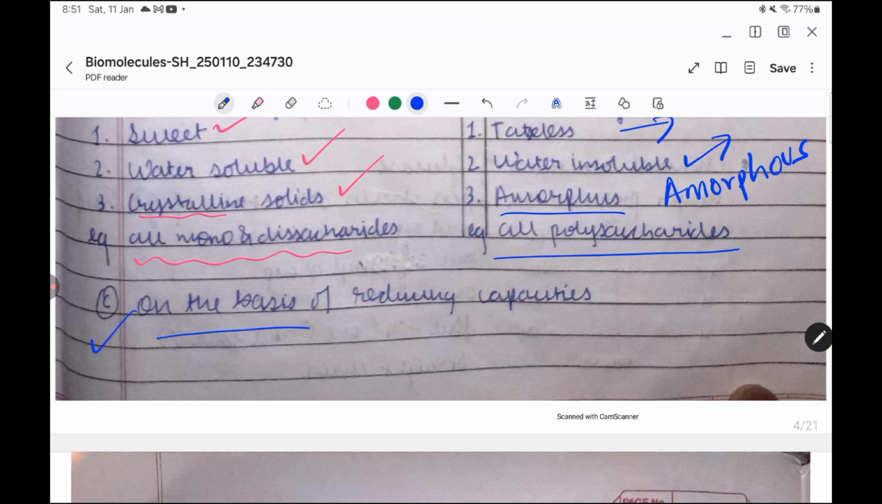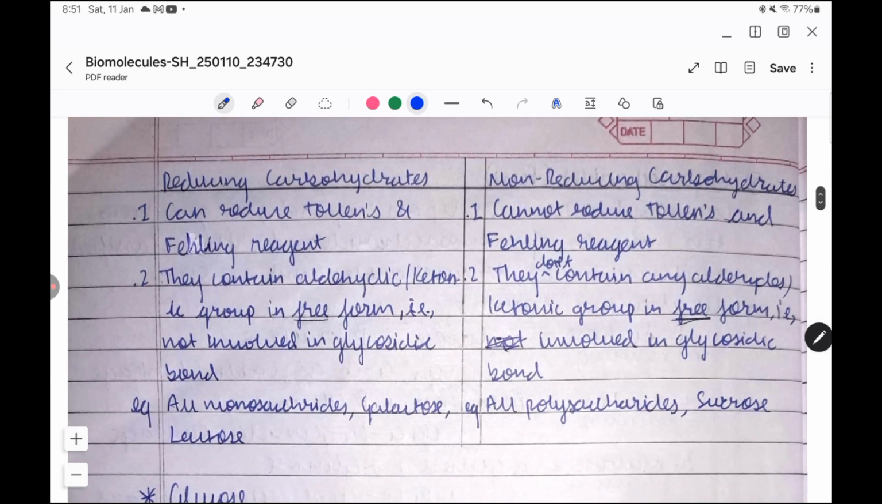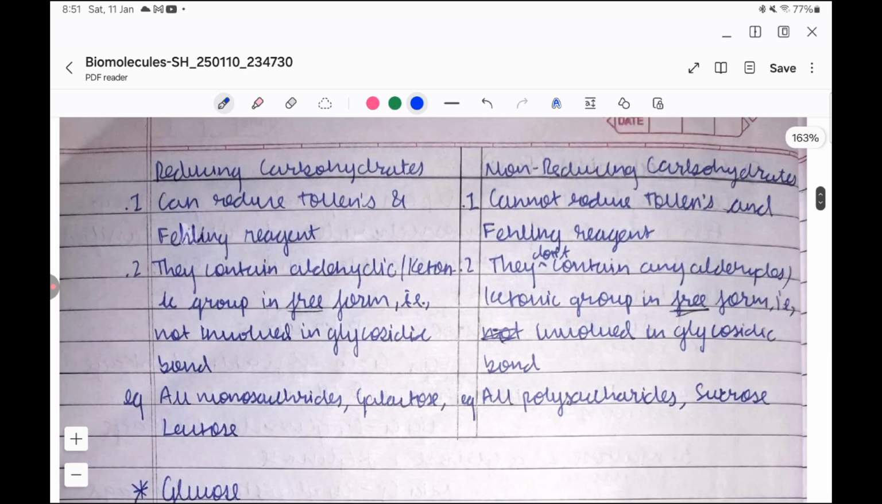The third classification, children, is on the basis of reducing capacities, which we've already discussed. The carbohydrates can be reducing or non-reducing. This is the way we're going to write the answers in the exam. Reducing carbohydrates can reduce Tollens' reagent and Fehling's reagent, and non-reducing carbohydrates cannot reduce Tollens' and Fehling's reagent. Second point, they contain groups like aldehydic and ketonic in the free form, that is they are not involved in any glycosidic bond. If these functional groups are involved in the glycosidic bond, they are not free, and the sugar will not be reducing in nature.